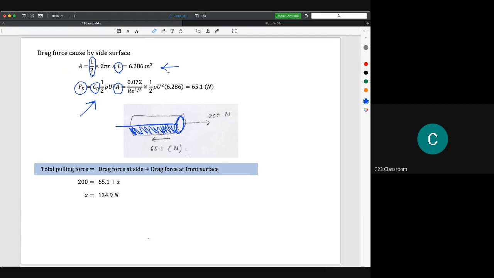So we get around 6.286 meters square. We substitute into this equation, and we get the drag force due to the boundary layer is 65.1 Newton. So we could imagine that the boundary layer that occurs at this area will give us 65.1 Newton, meaning that an extra force actually occurs because of the front surface. That's why the boat needs to pull the timber with 200 Newton. So we could have a very simple calculation like this one. The sum of 65.1 and X, the drag force that occurred due to the front surface. So we found that the drag force at the front surface is around 134.9 Newton.